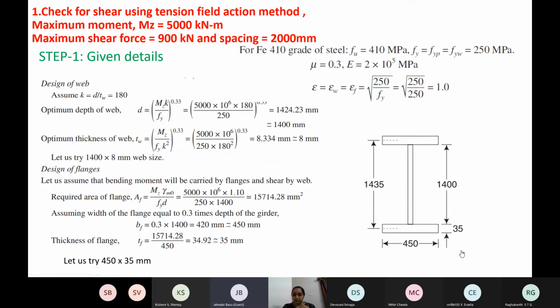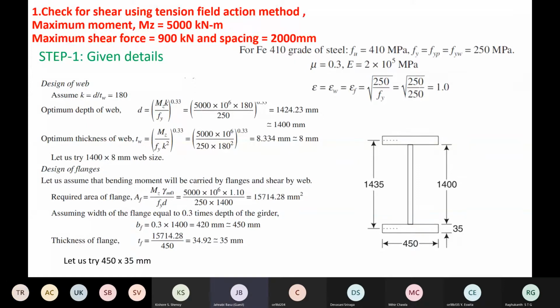In the first problem, we have to check for shear using the tension field action method, where maximum moment Mz is 5000 kilonewton meter and maximum shear force is 900 kilonewton, and spacing is given as 2000 mm. So first we have to write down all the given details. For Fe 410 grade of steel, Fu is 410 MPa, Fy, Fyp and Fyw is 250 MPa. Poisson's ratio mu is 0.3 and E is 2 into 10 power 5 MPa. So epsilon w and epsilon f is root of 250 by Fy, that is 1.